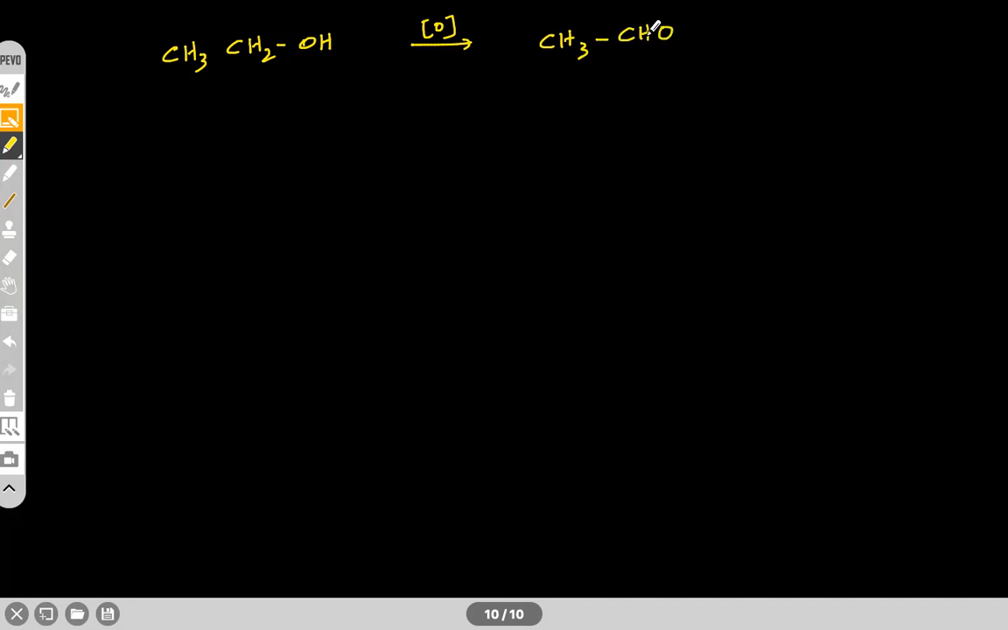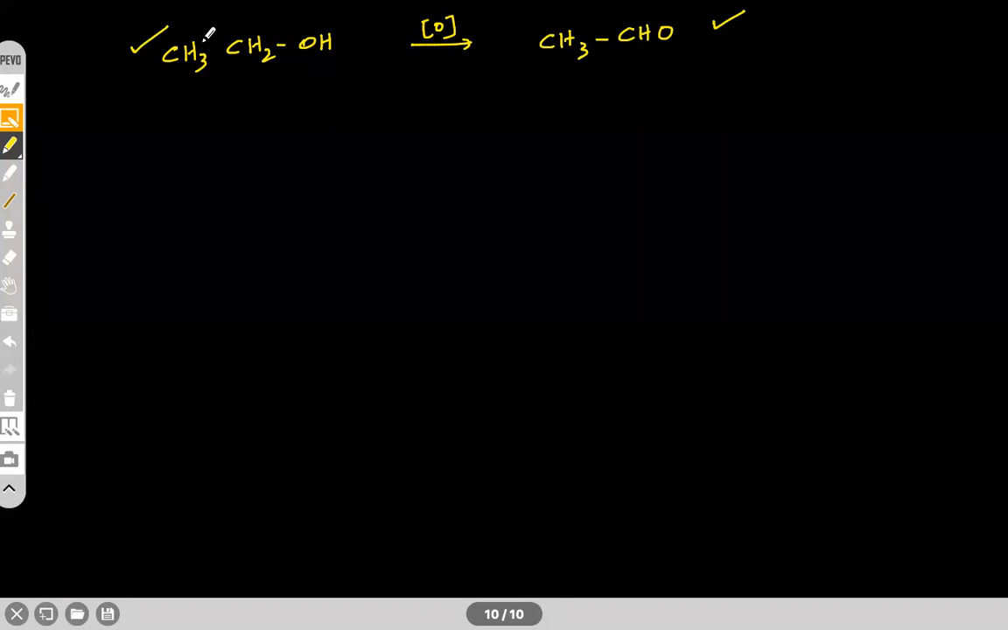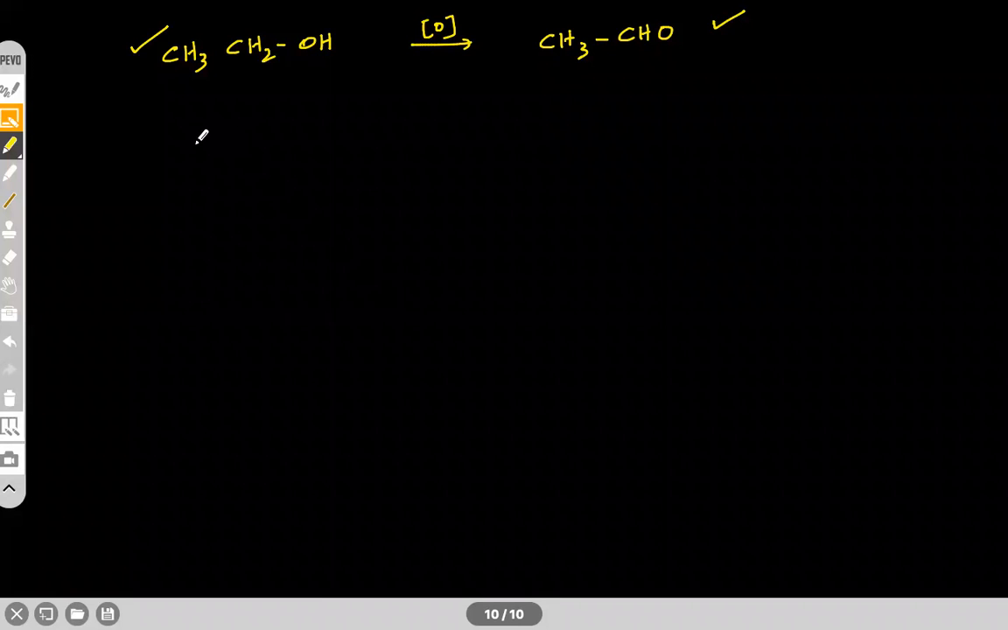CH3CHO. You see here again, methyl and CO group present. This gives the iodoform test. This also gives the iodoform test. The condition is we must have this CH3 present. If you have C2H5 here, this won't show. That is the condition.